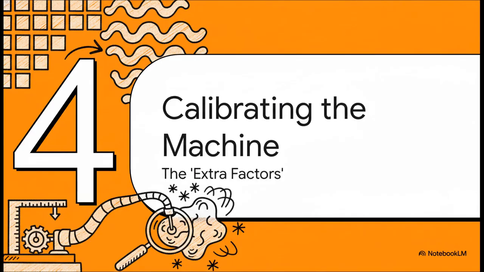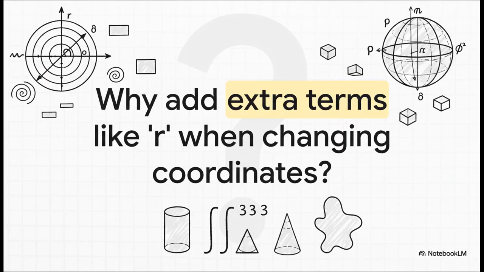Okay, but there's a catch. When we switch from our standard square grid to these new curvy attachments, our machine needs a quick recalibration, just to make sure its measurements are still spot on. And this brings us to those kind of mysterious extra factors that suddenly pop up in our integrals. Let's just address the elephant in the room, because this is a question that trips up pretty much everyone when they first learn this. Why do we suddenly have to multiply by an extra r when we switch to polar coordinates? Or that even more complicated-looking rho squared sine phi in spherical? Are these just some random rules we're supposed to memorize?